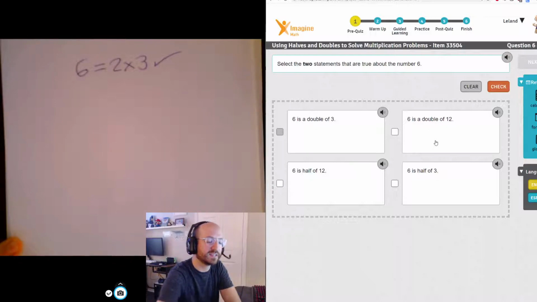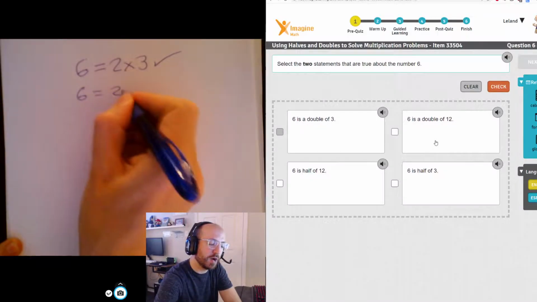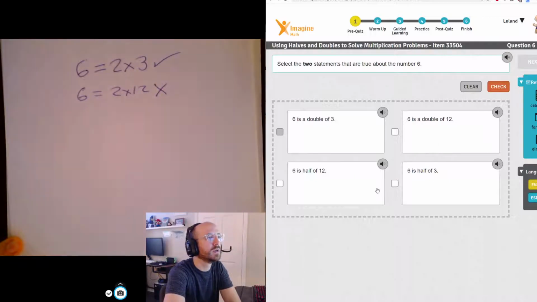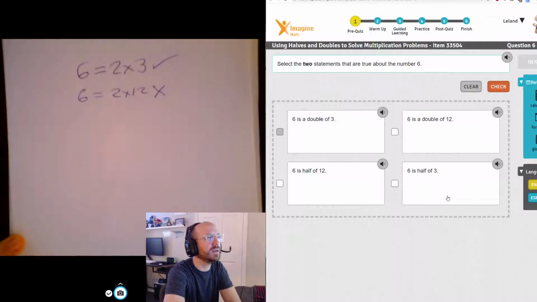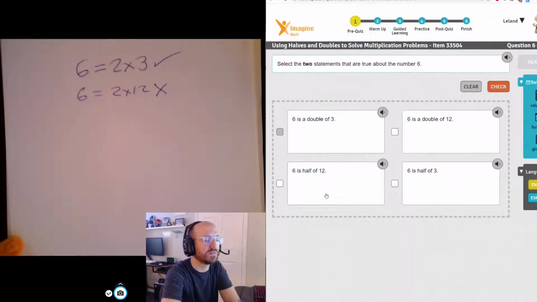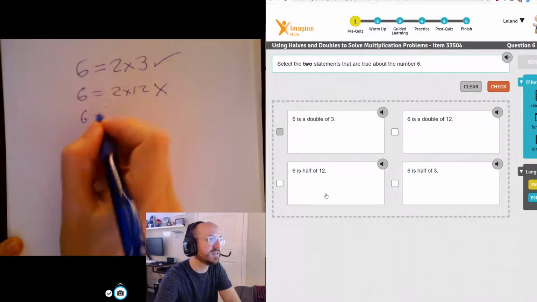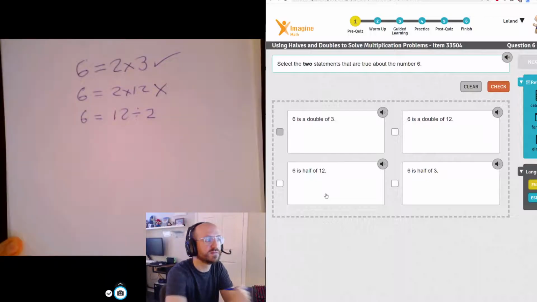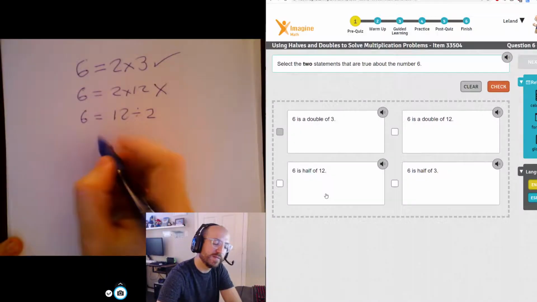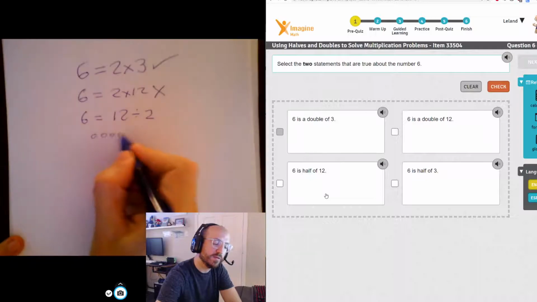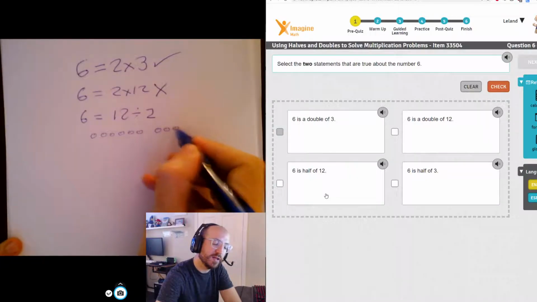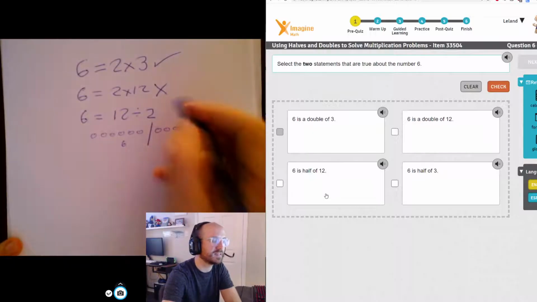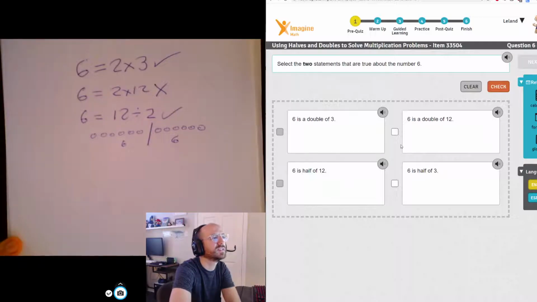This says 6 is a double of 12? No. 6 is half of 3 or 6 is half of 12? Well, let's see. 6 is half of 12. If I take half of 12, I had 12 things: 1, 2, 3, 4, 5, 6, 7, 8, 9, 10, 11, 12. If I chop it in half, I get 6. Yes, that is correct. So 6 is half of 12.